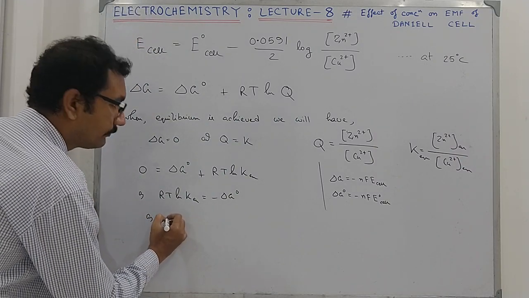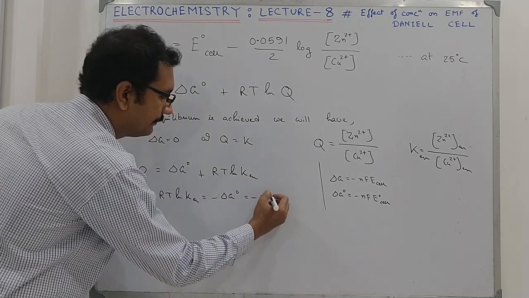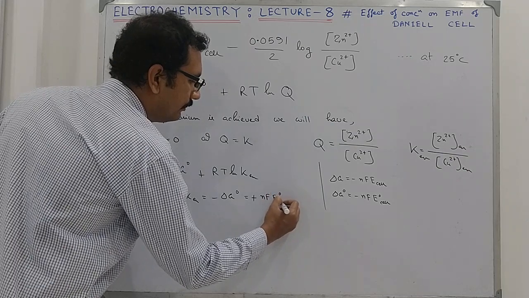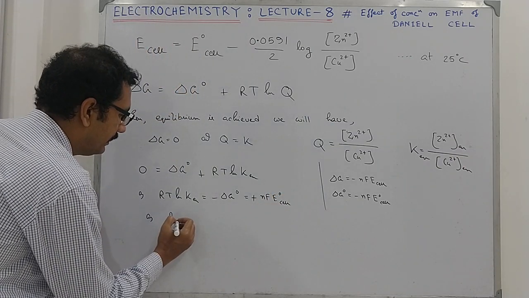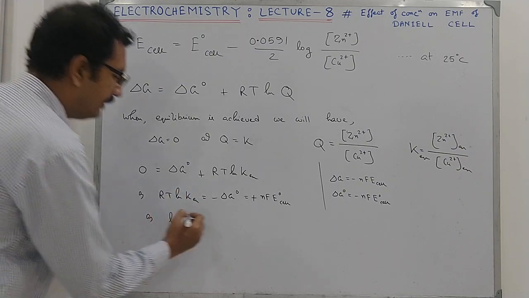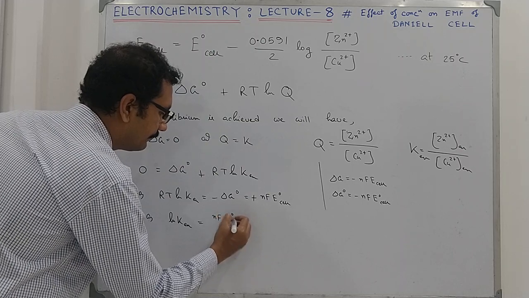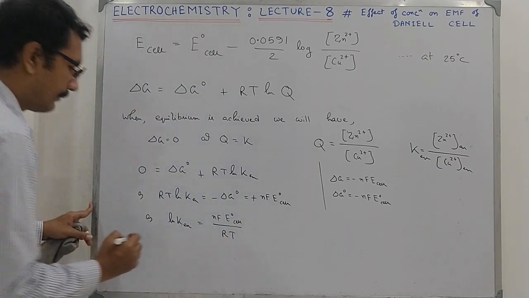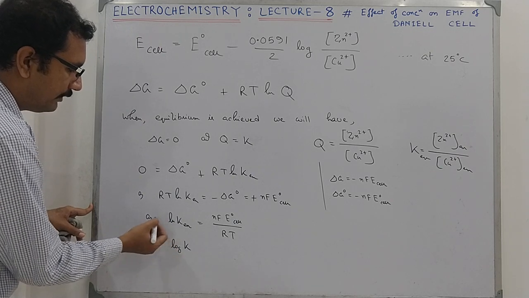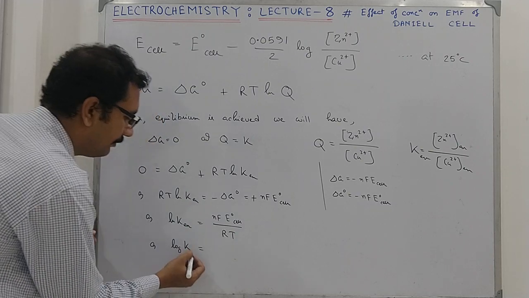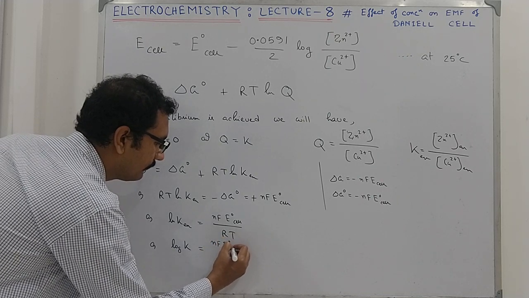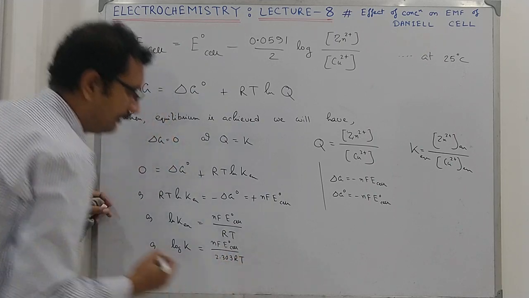Now we put this value, minus NF, del G equals minus NF, so it will be minus minus, it will be plus NF E0 cell. Now for ln K equilibrium, it will be NF E0 cell by RT. Now when we take log, this is log natural, 2.303 will come out, and we take it to the right hand side. This K means equilibrium constant. So it will be NF E0 cell by 2.303 RT.